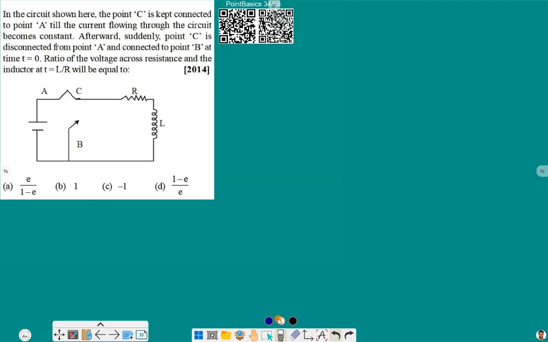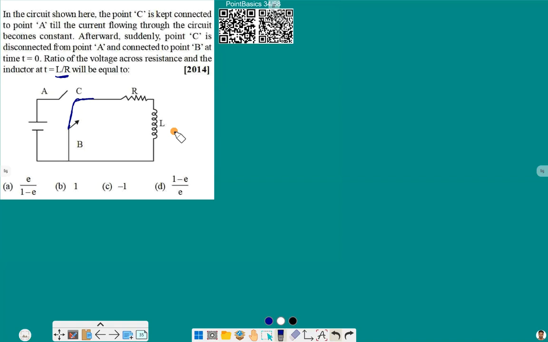So C is disconnected, and now C and B are connected. The ratio of voltage across this resistance and the inductor at t equal to L by R is what we have to find.